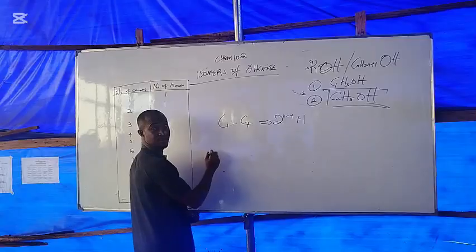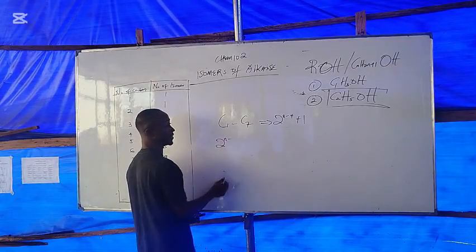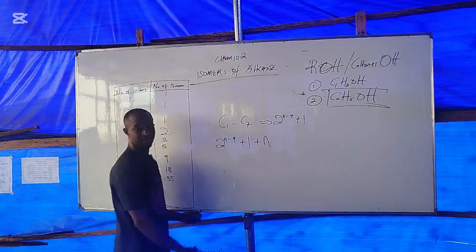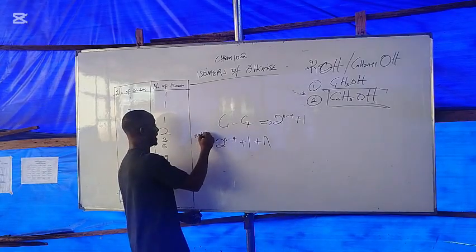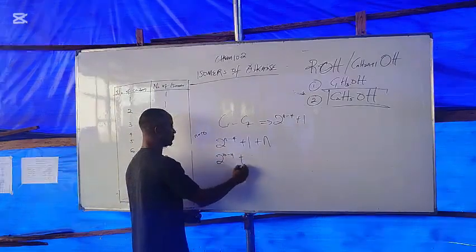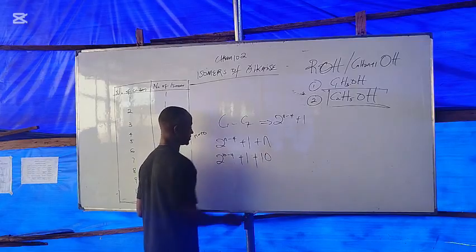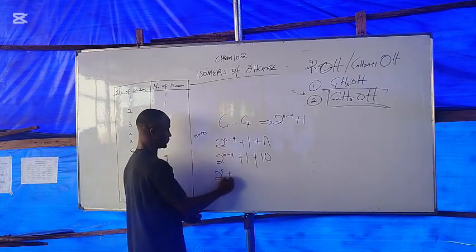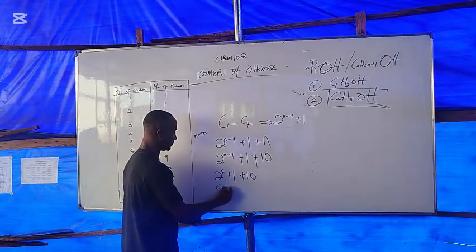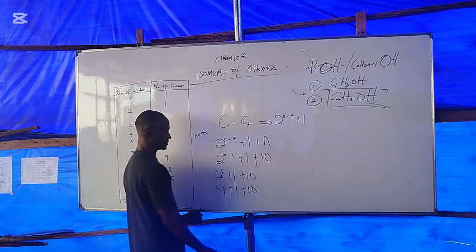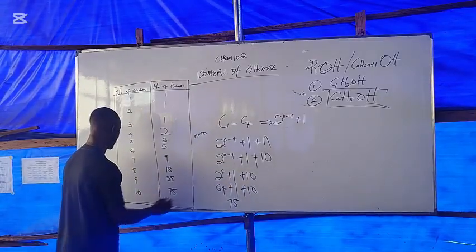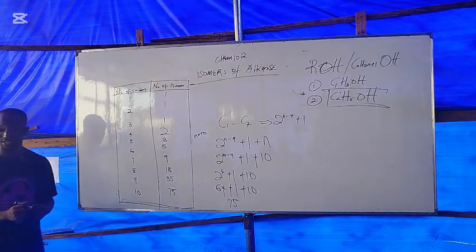The last one is when n is 10. We have 2 raised to power n minus 4 plus 1 plus n. So when n is 10: 2 raised to power 10 minus 4 plus 1 plus 10. 2 raised to power 6 plus 1 plus 10. 2 raised to power 6 is 64, plus 1 plus 10 is 75.